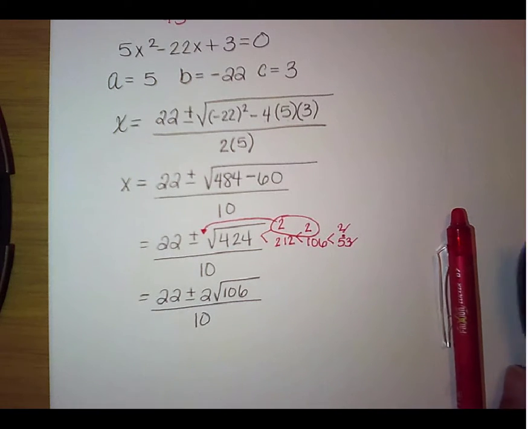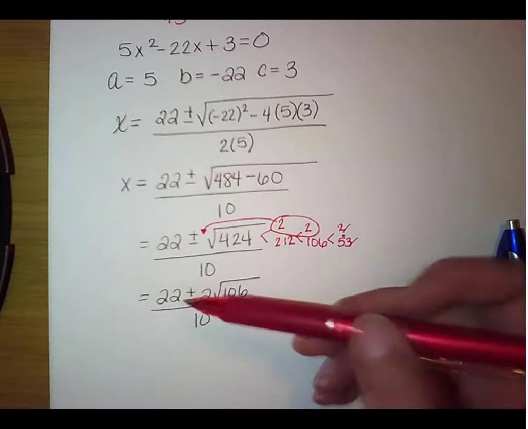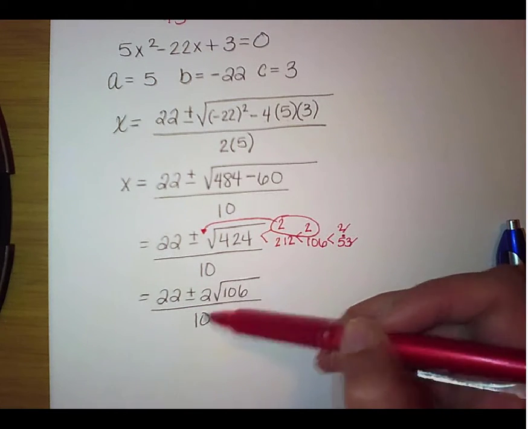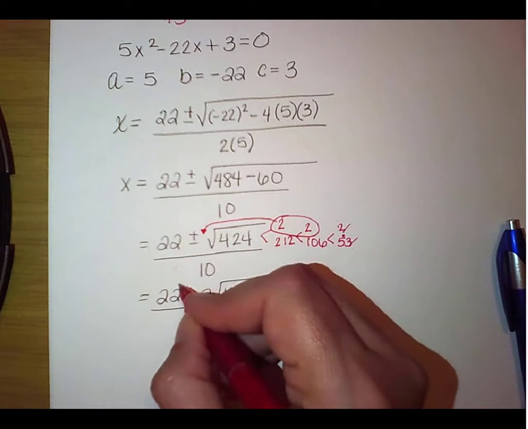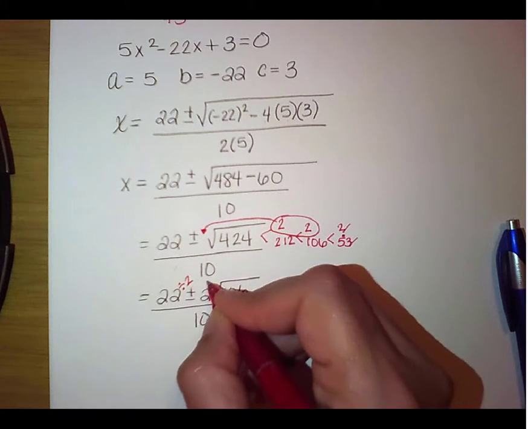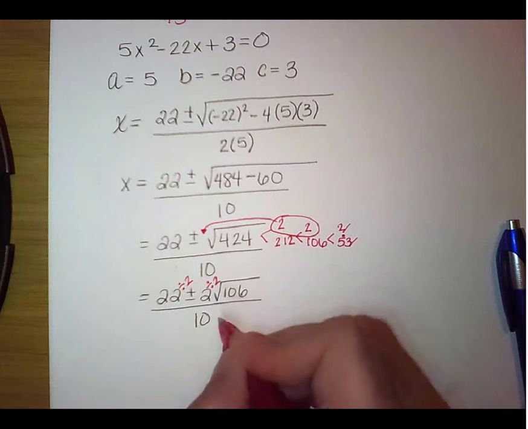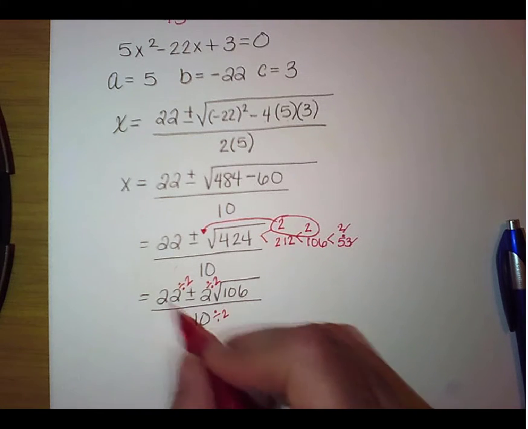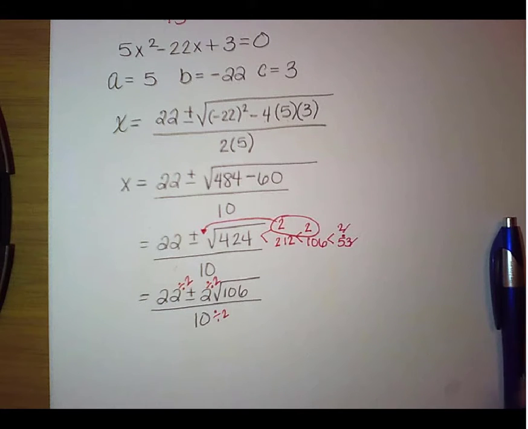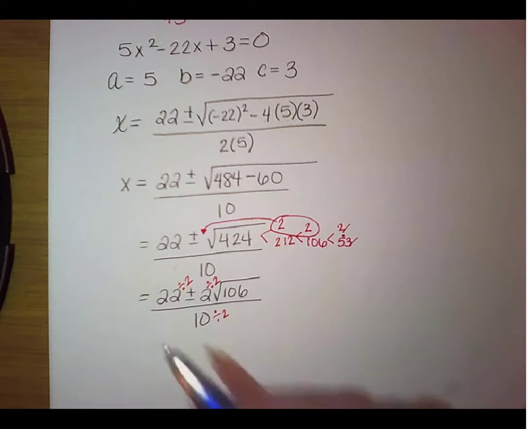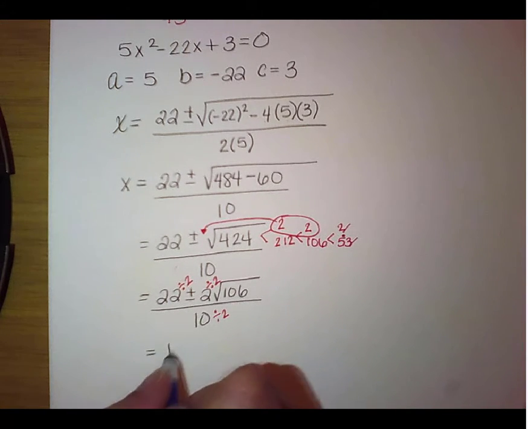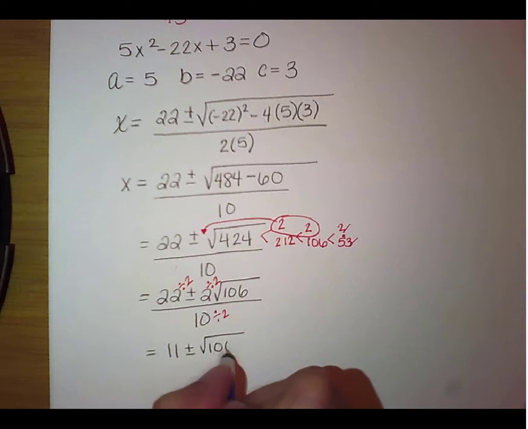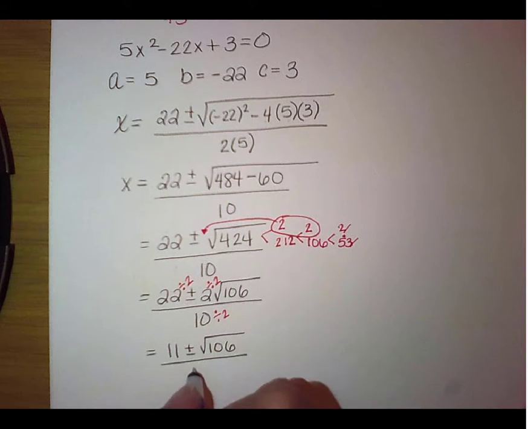And one more thing, we're almost done with this problem. We're going to divide all three of these, the 22, the 10, and the 2, by 2, because they're all divisible by 2. All three. Remember, we can only do it if all three of the numbers on the outside are divisible by the same thing. So this would end up giving us 11 plus or minus the square root of 106, all divided by 5.